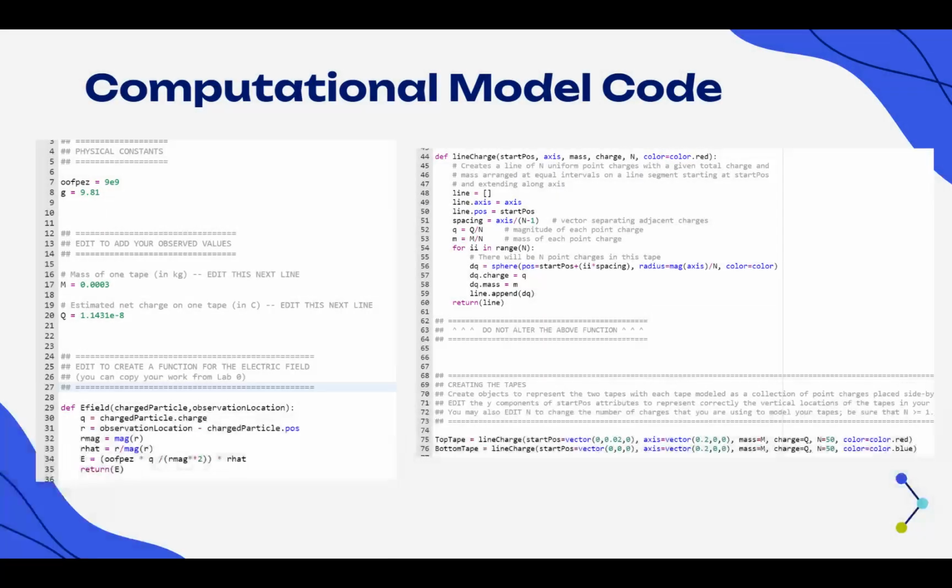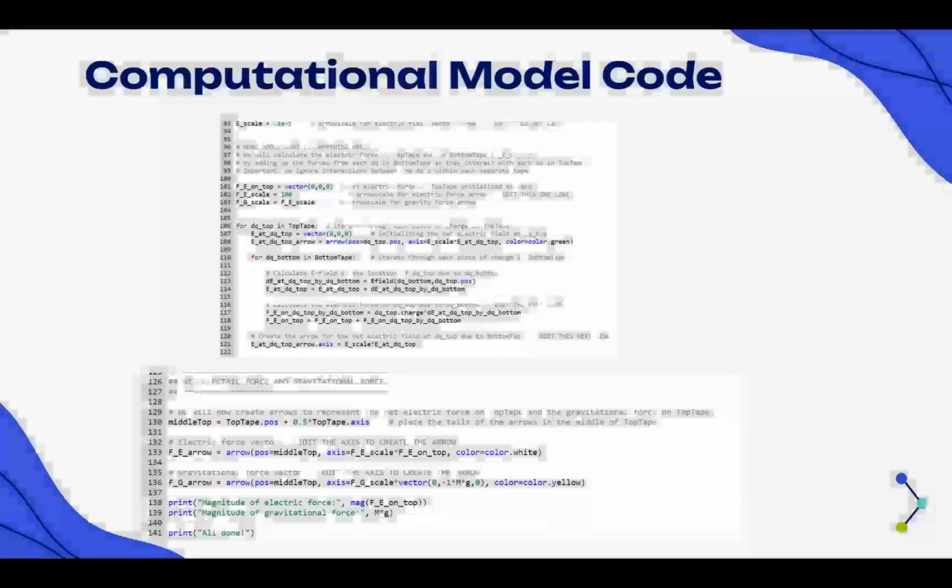So here's the code I created. First up, I had the physical constants, which include K, gravity, mass, and charge. Then I created a function for the E field using the equations I listed earlier. And then I made a line charge function, which was mostly used to distribute the charge across the entire length of the tape. I distributed it in 50 segments, as I chose n to be equal to 50.